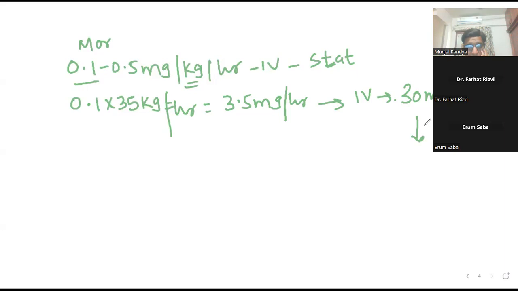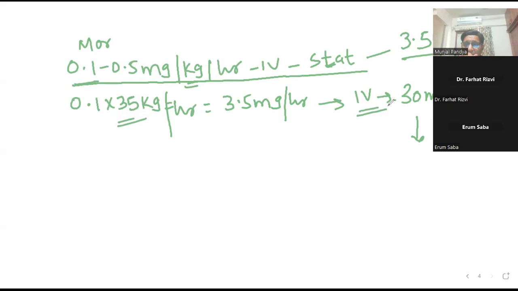Again, let me understand. You had given 0.1 to 0.5 mg per kg per hour IV stat. So this IV stat comes to 3.5 milligram, right? So you gave this like a bolus, right? Or do you want to give IV infusion or IV bolus? How do you want to give? Sir, I want to give it as a bolus.